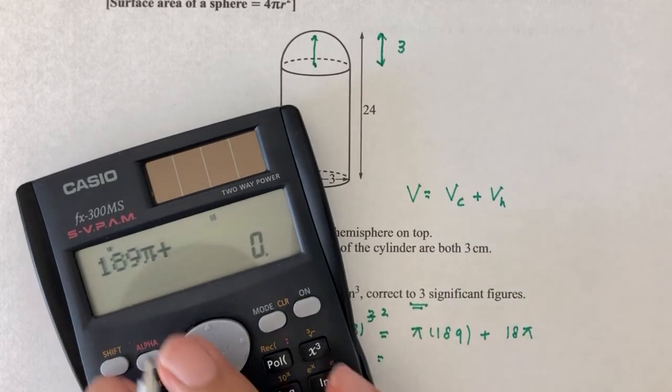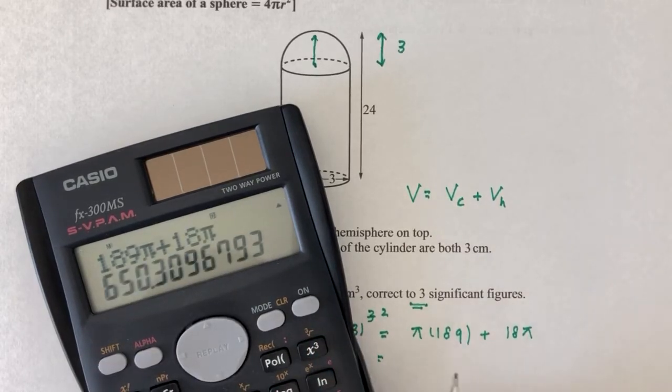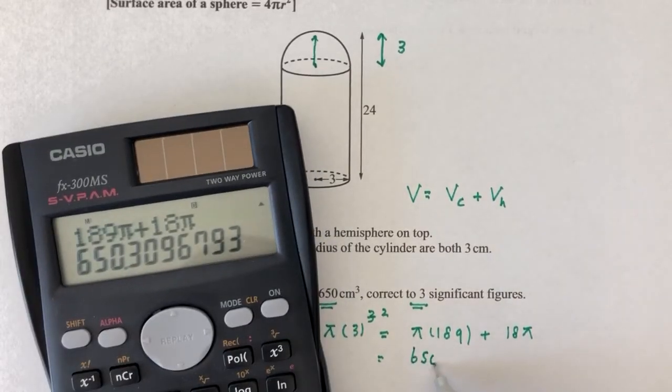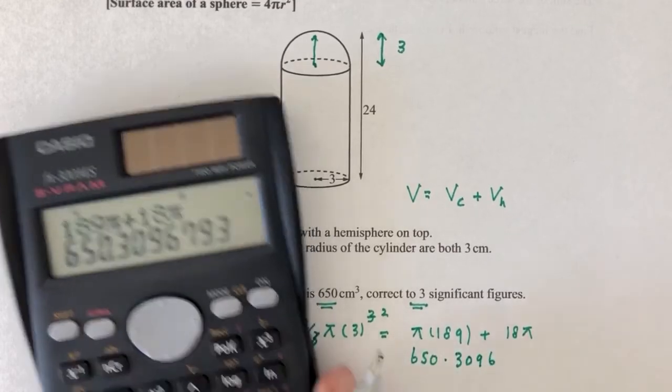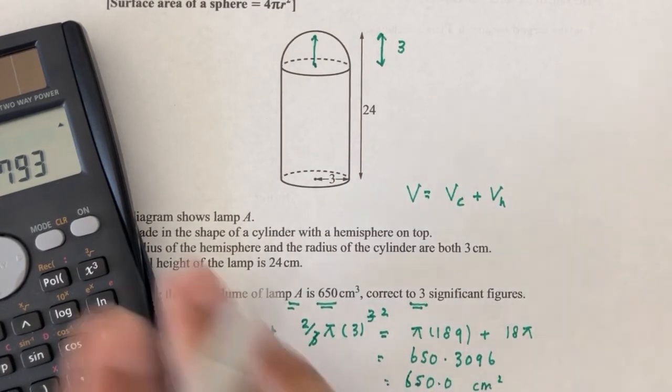189 pi plus 18 pi, I will have 650.3096. So your answer correct to 3SF will be 650.0, so same as this, as shown as required.